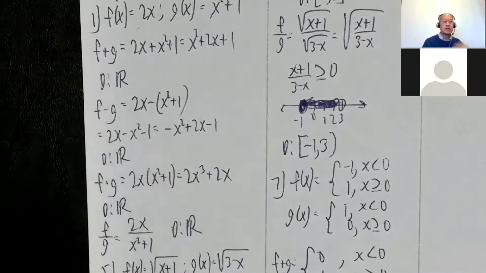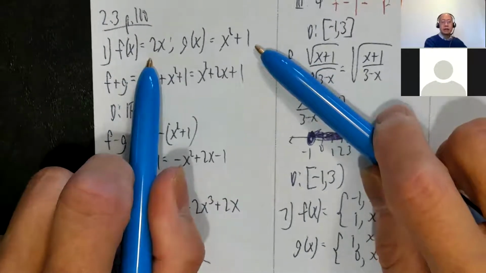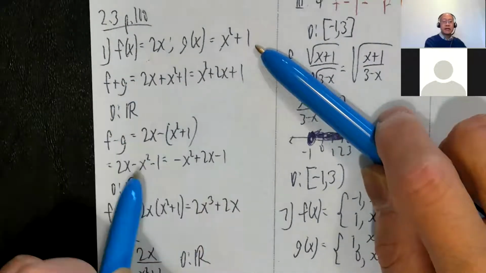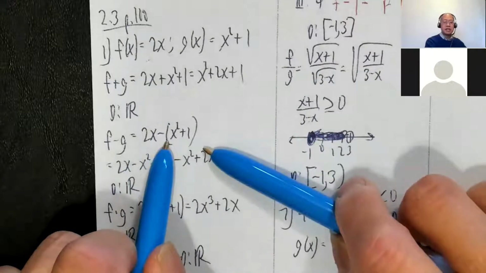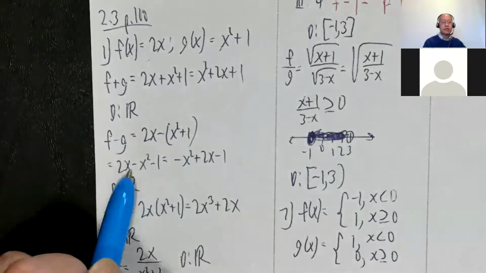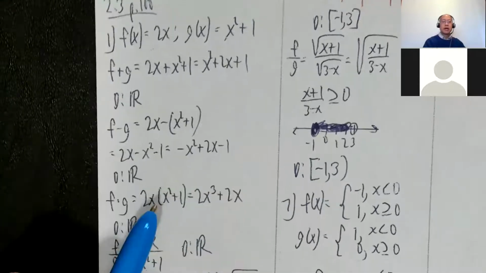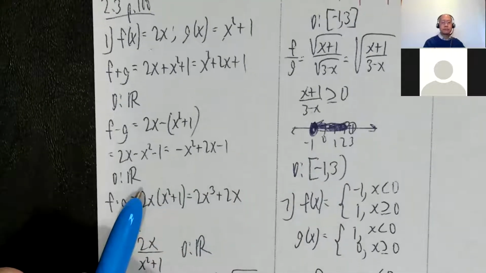f minus g. So that minus that. In parentheses, 2x minus parentheses, x squared plus 1. So it's 2x minus x squared minus 1, negative x squared plus 2x minus 1. And the domain, again, is all real numbers.